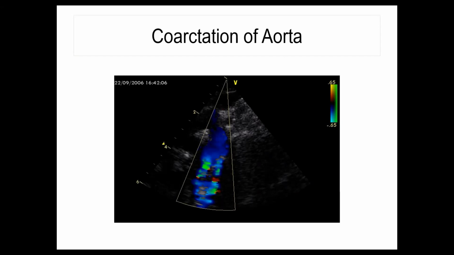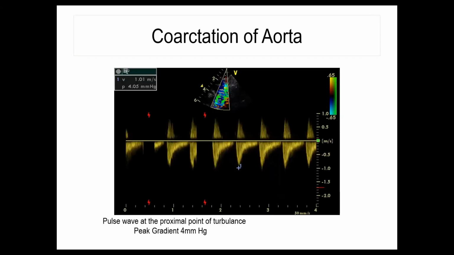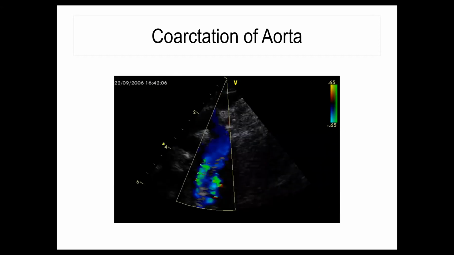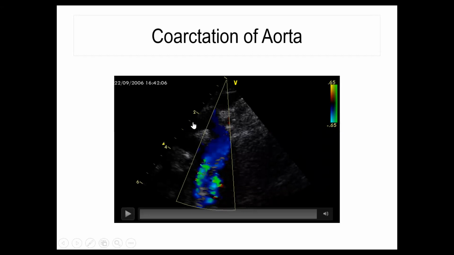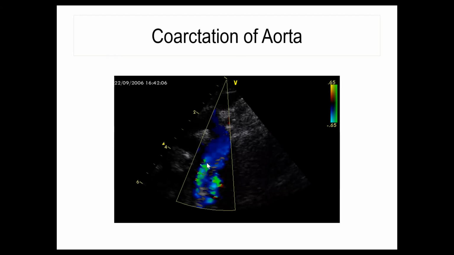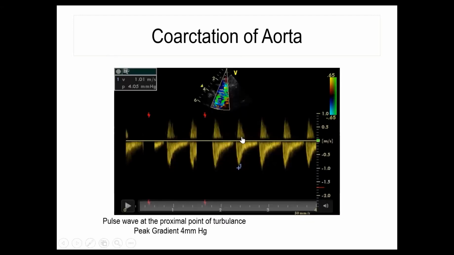Sir, the role of gradient measurement across all three parts of aorta? Gradient measurement across all three parts of aorta is not there. If it's at the level of aortic valve, that is aortic stenosis. Coarctation of aorta is over here. So what you do is you put a sample volume just before the coarct. It gives me a velocity of 1 meter per second with a gradient of 4 millimeters of mercury.